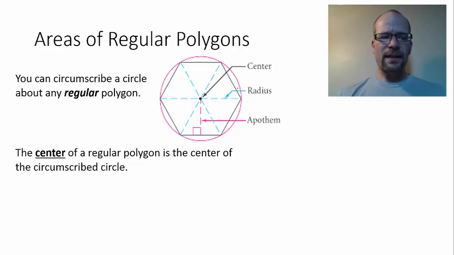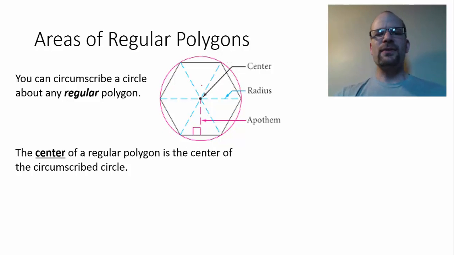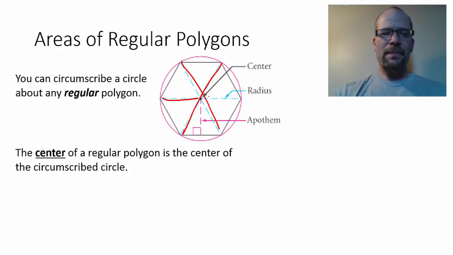Center of the regular polygon, that's a new word for us, not in the sense that we've never heard the word center, but in the sense that we're defining it a different way here. The center of a regular polygon is the center of the circumscribed circle. So if I talk about the center of this hexagon, it's the same center as the circle that's drawn around it. Note also that the center of a regular polygon is the midpoint of the diagonals that go from opposite vertices. So you'll find that these diagonals are all concurrent in this point, and that point is called the center.